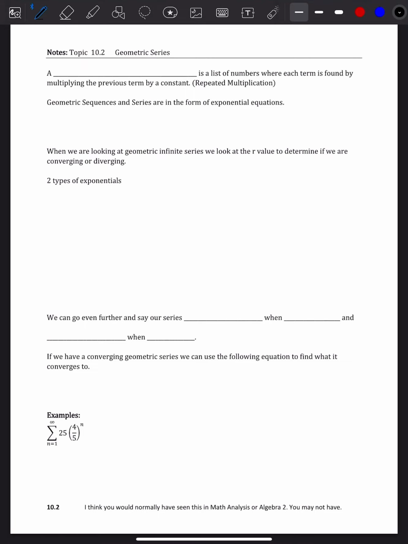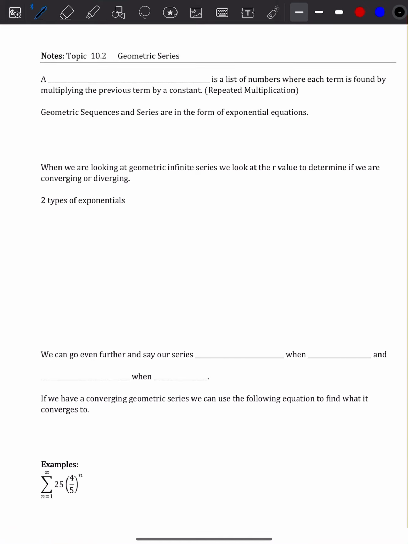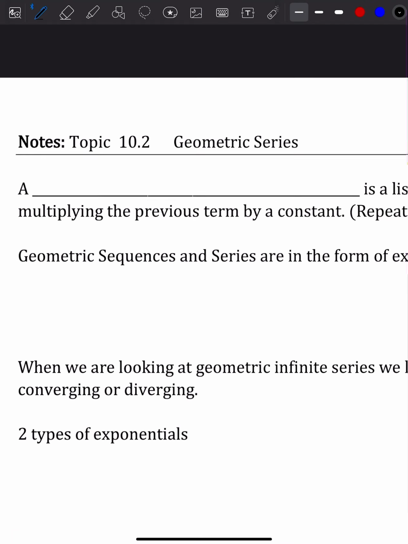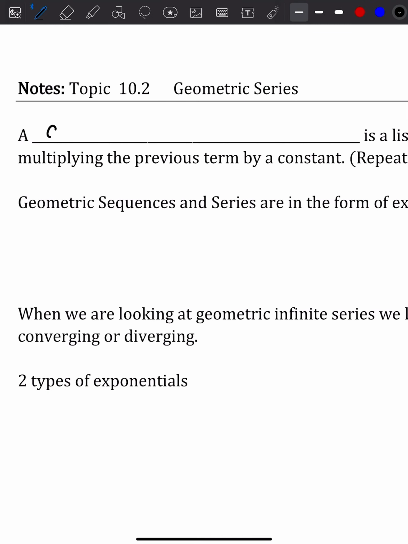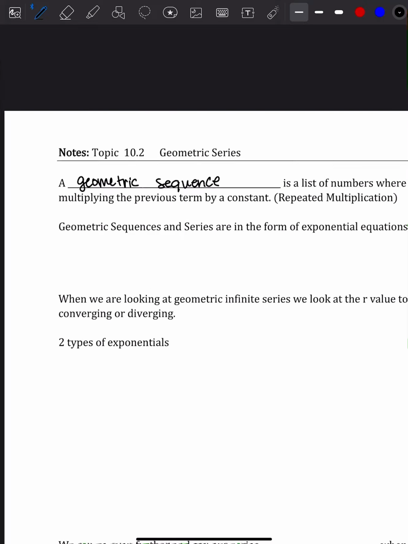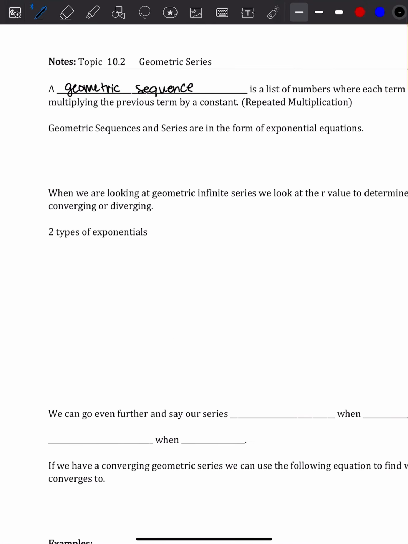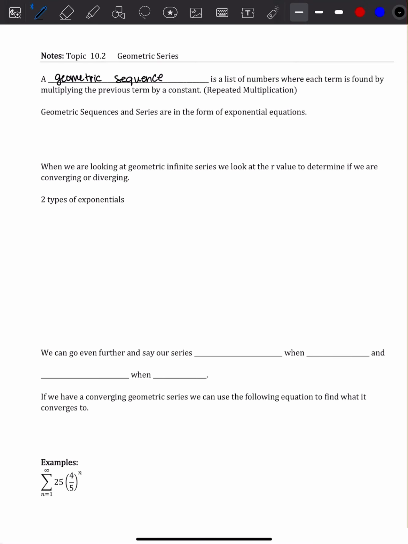Okay, so let's talk about some geometric sequences and geometric series. So a geometric sequence is a list of numbers where each term is found by multiplying the previous term by a constant. A lot of times we think about it as repeated multiplication.